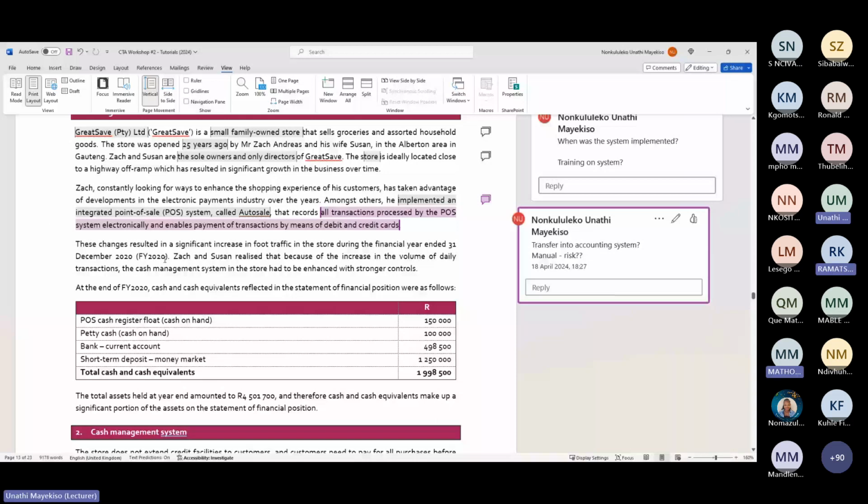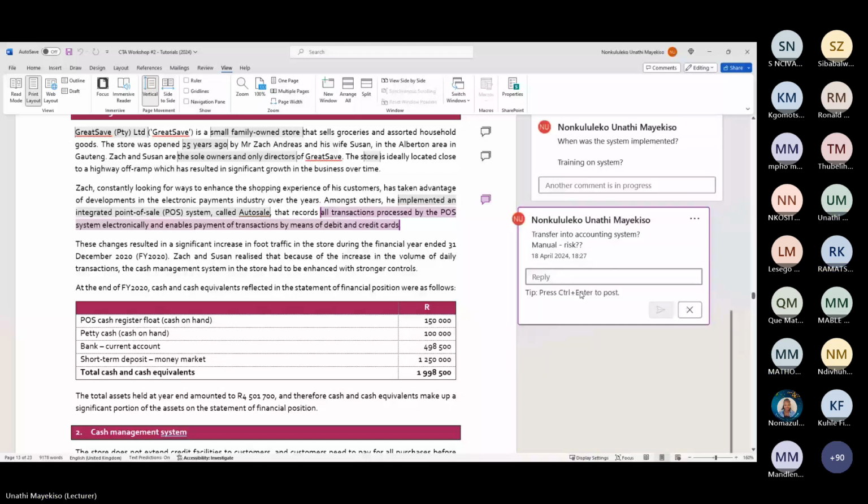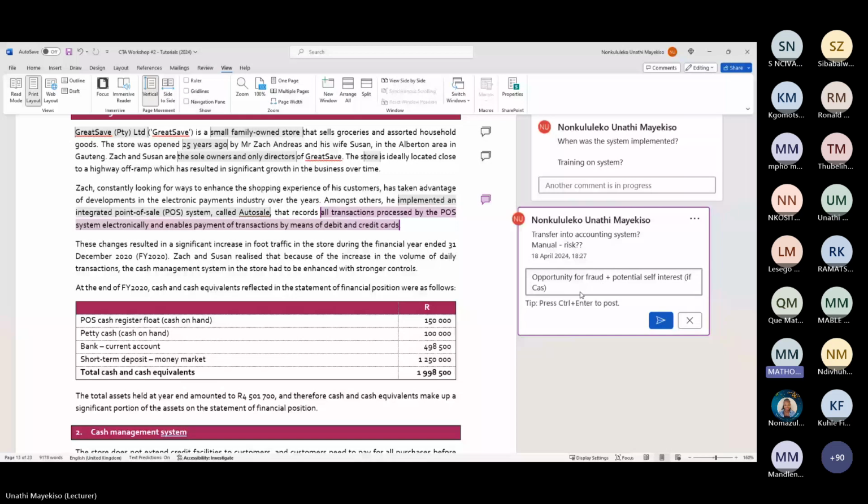Okay, anything else? Self-interest is coming in. I'm saying fraud and errors, like, self-interest is coming in. Yes, but we need more information to confirm if we have CAs. So we can put it there. Opportunity for fraud plus potential self-interest, and then again, if CAs, right?